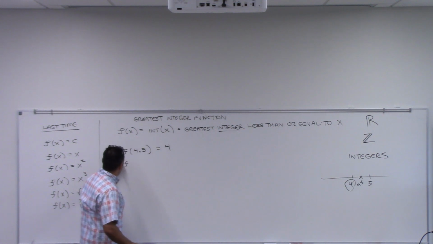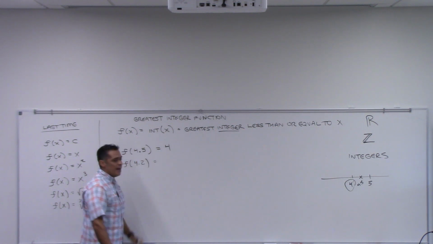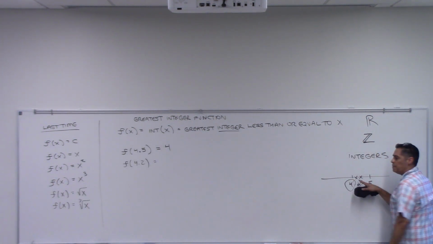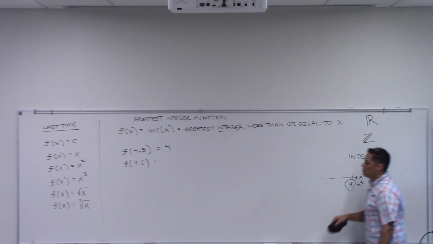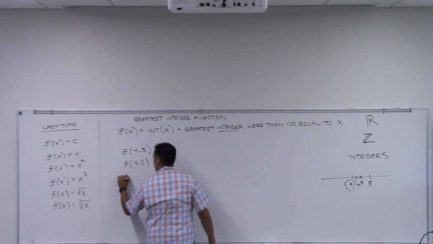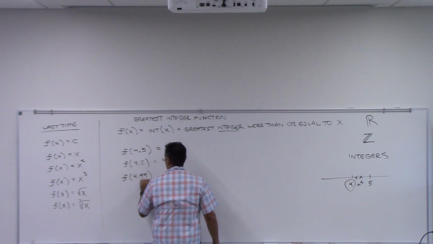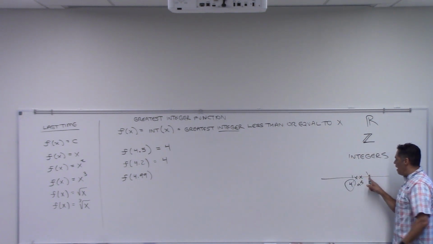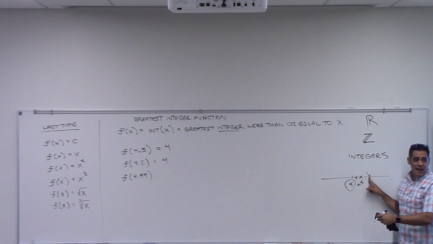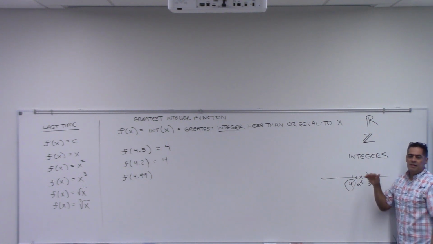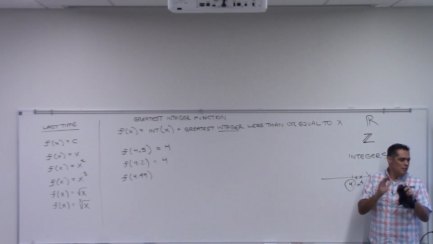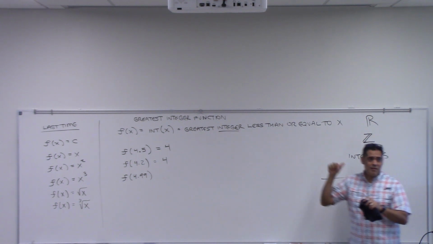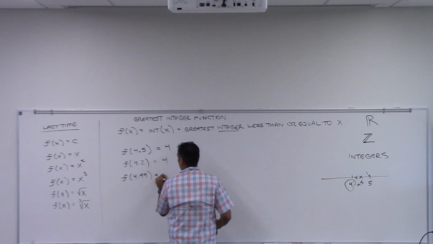Okay, what about this? What if I tried to plug in 4.2? What would I get? Still 4. 4.2 is somewhere in here, so that would spit out 4 as well. How about 4.99? Just 4.99, not 4.999 repeated. So I'm almost at 5, really close to 5. What's the greatest integer less than or equal to that? Still 4. So see, this function isn't doing our normal rounding. It's actually rounding down. No matter what, it rounds down. You see that?